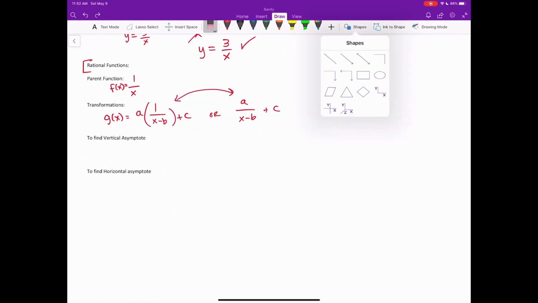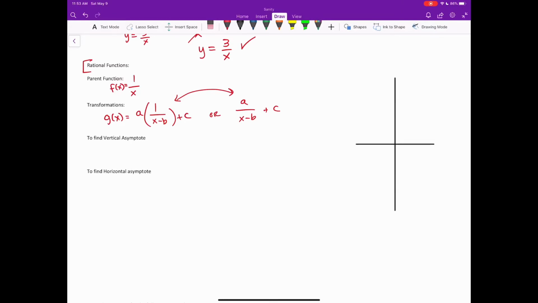I'm going to bring that back real quick. So, here's my little graph.